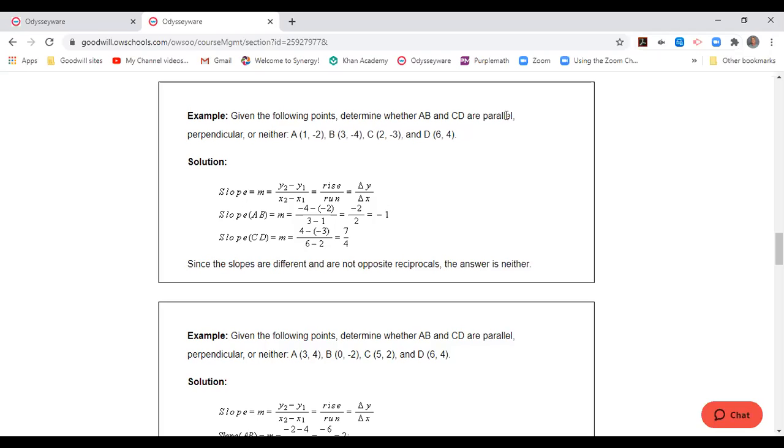AB and CD are two different line segments, apparently. Are they parallel? Well, now you're going to have to calculate slopes. You could plot them on a graph. If you're very precise, you might be able to visually see that they are parallel. It's not guaranteed though. The calculations will guarantee that you've got it right, because if the slope is the same, then they're parallel.